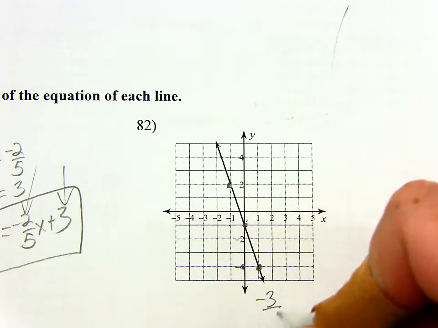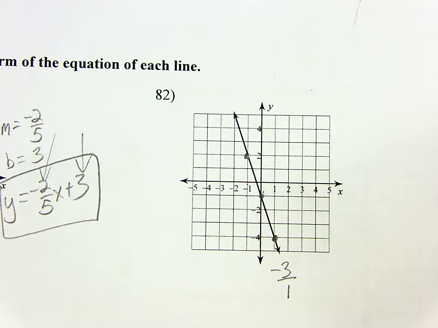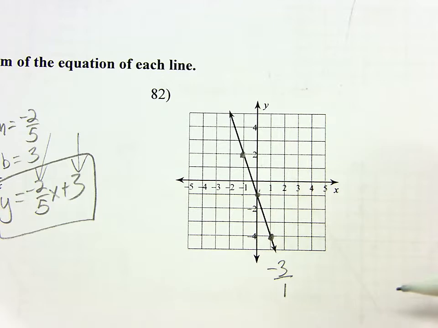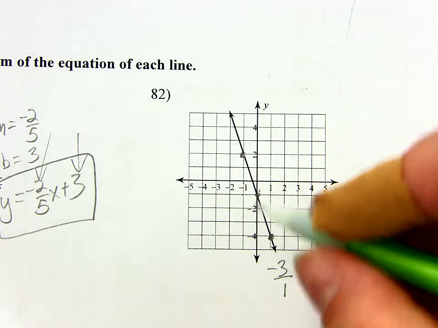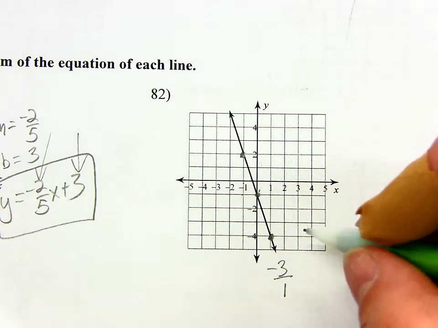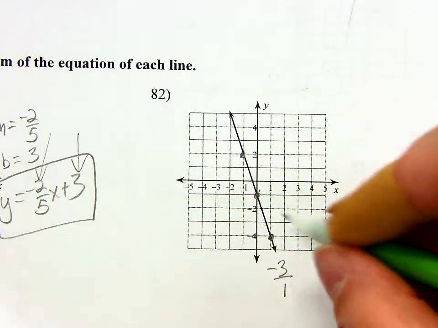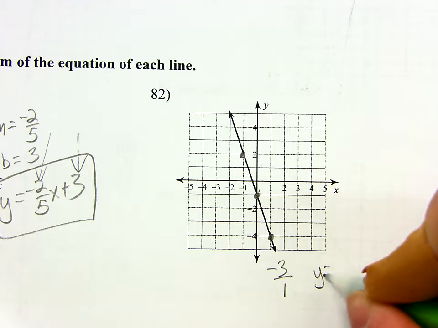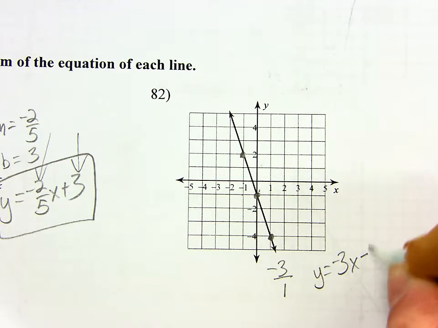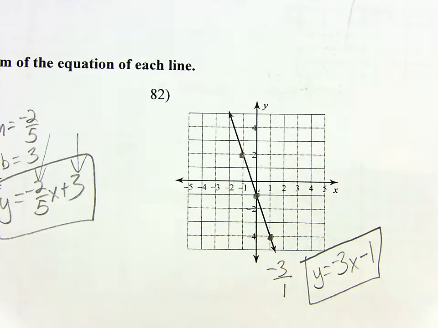So my numerator is a -3, my denominator is a 1. You can just write your slope as -3, down 3 over 1. And my y-intercept is, where is this crossing the y-axis? At -1. Exactly. So when I put it all together, y equals -3x minus 1.